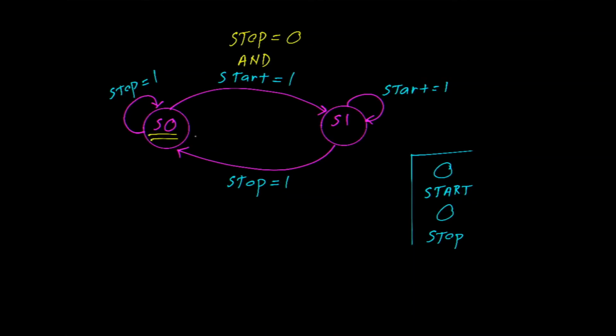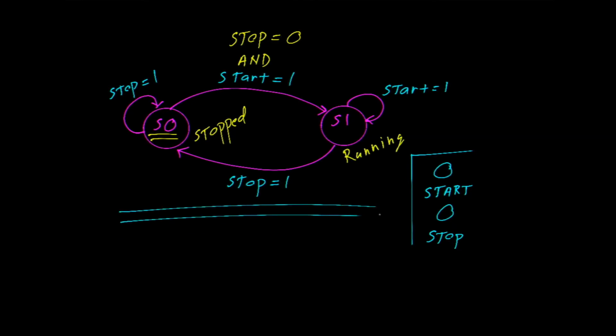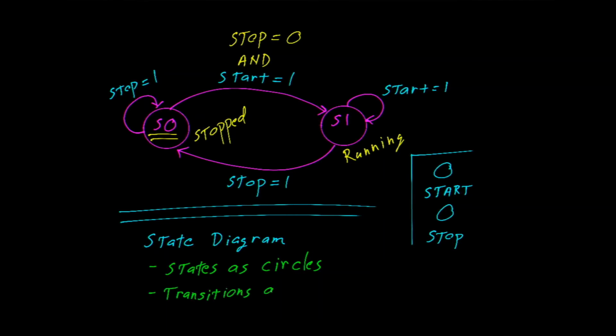By the way, these states can have many different names. In this particular example, you might want to call this the stopped state, and you might want to call this the running state. At any rate, this graphic is called a state diagram. The circles identify the states, and the lines are the transitions. Let's look at another example.